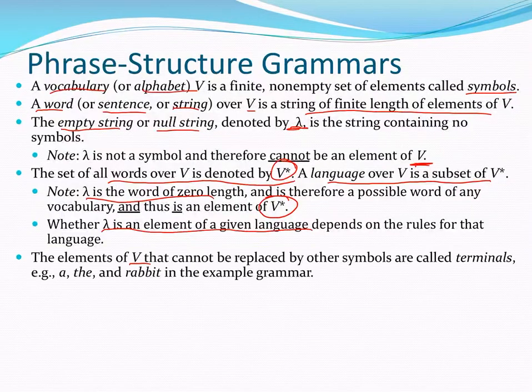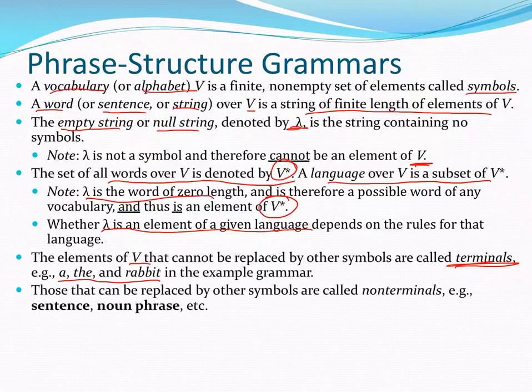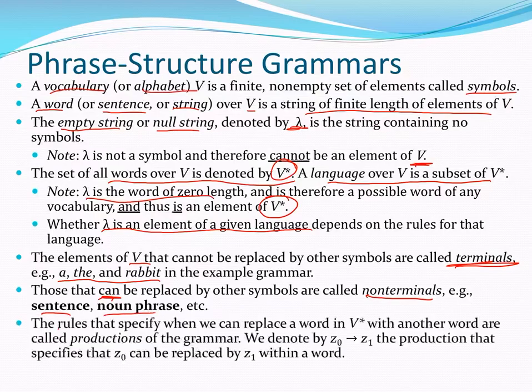The elements of V that cannot be replaced are called terminals. Those are the italicized words on the previous grammar. Those that can be replaced are called non-terminals. Those were the bolded symbols in my last grammar. And then all of those 15 rules are called the productions of my grammar, and they have the form of one symbol or set of symbols replaced by another symbol or set of symbols.